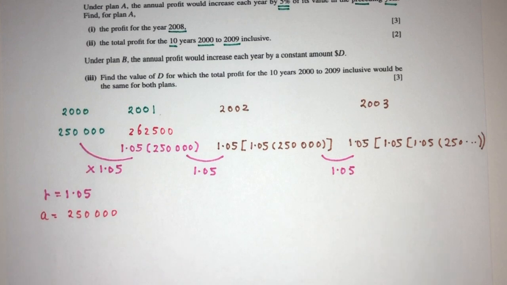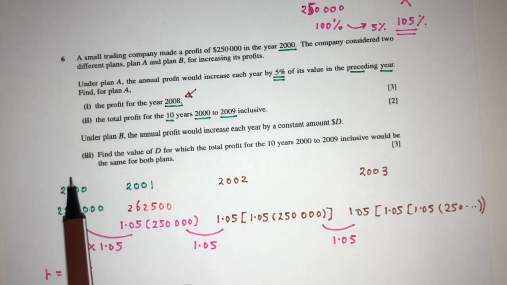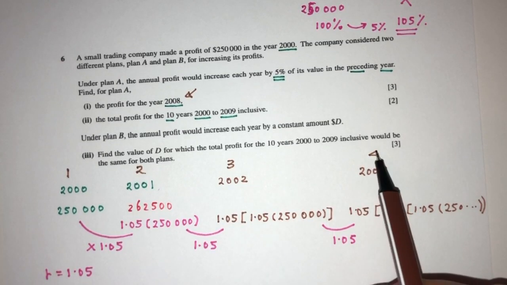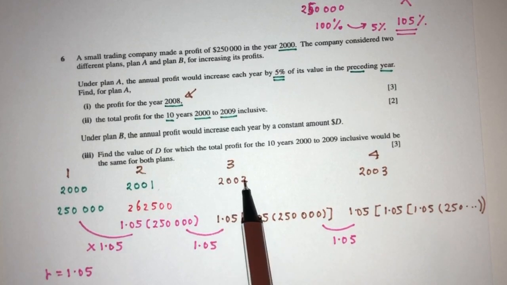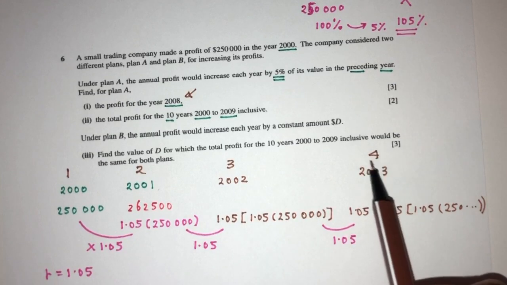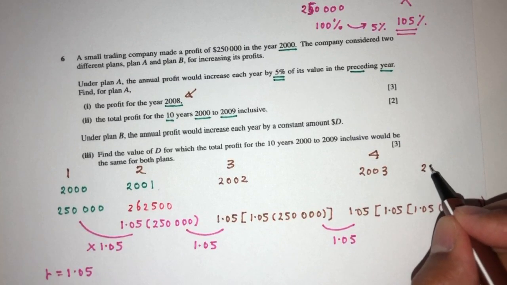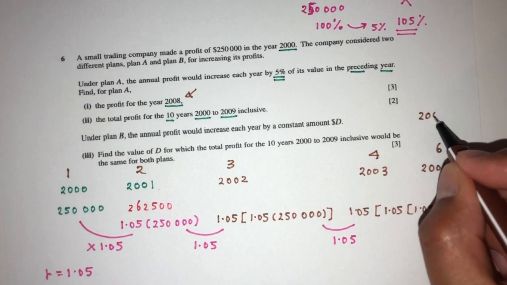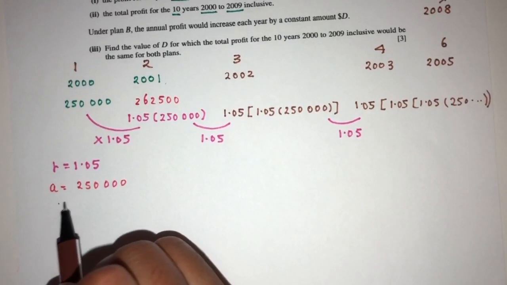Okay. Now we have to find the profit for the year 2008. Now what term will be 2008? So this is first term, second term, third term, and fourth term. For example, you see, second term is 2001, third term is 2002, fourth term is 2003, which means, for example, if I write 2005, it will be the sixth term. If I write 2008, it should be the ninth term. So we have to find the ninth term.